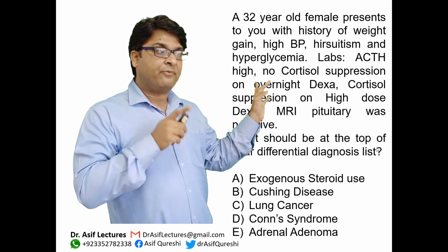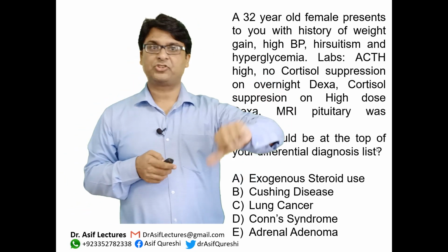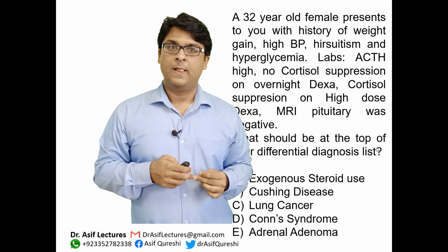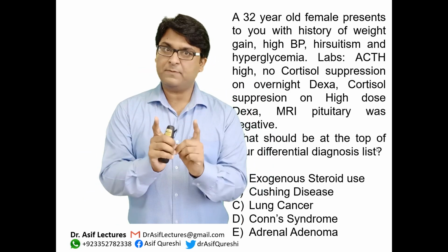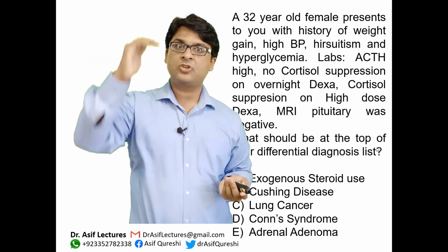And then there was cortisol suppression on high DEXA. On high DEXA, there was a suppression of cortisol level. Now, this is important. This takes me to pituitary. This takes me to pituitary because you remember the diagnostic algorithm?